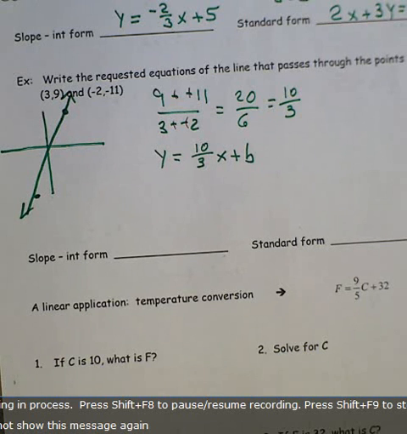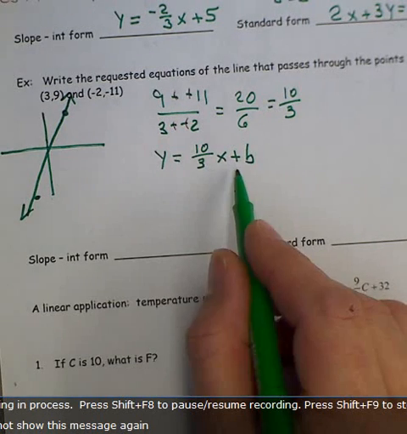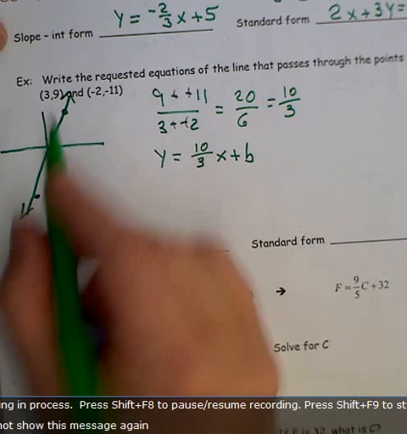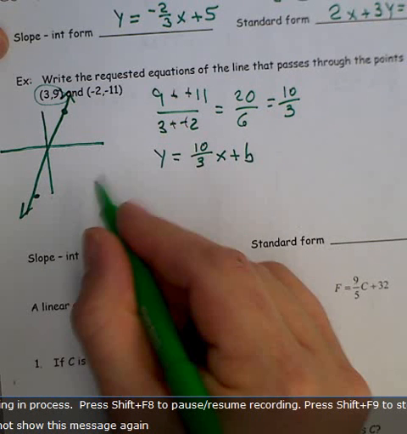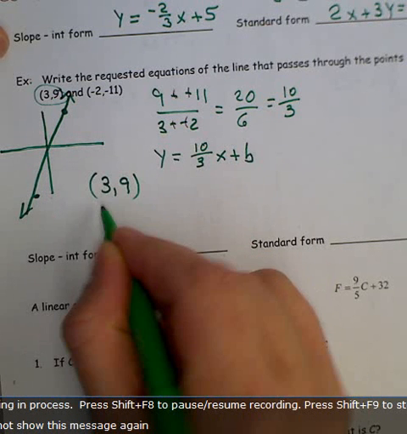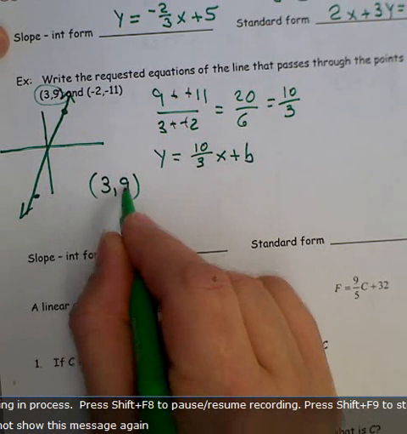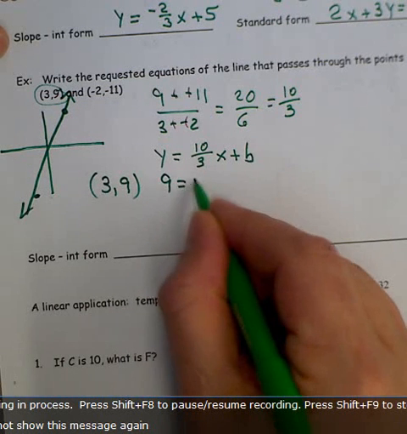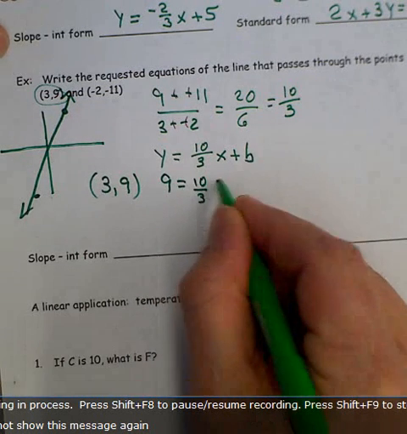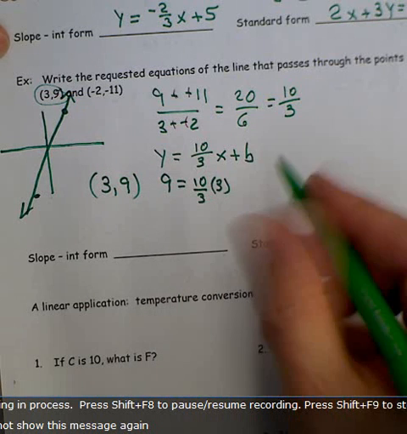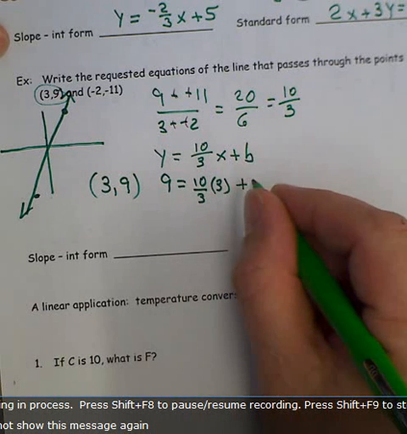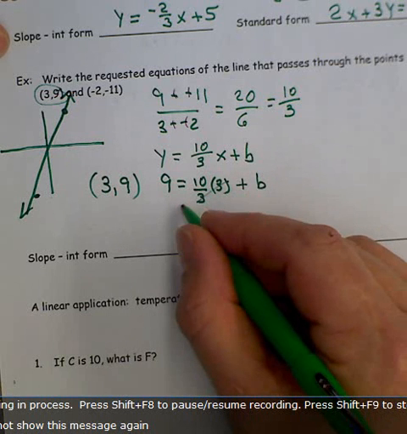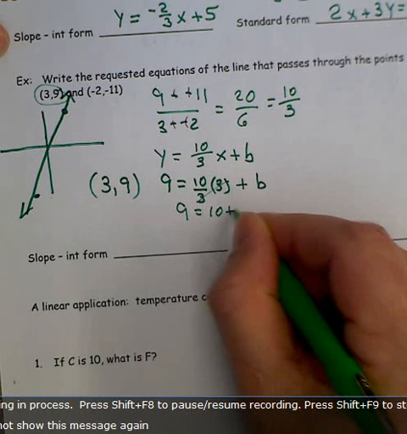So we have y equals 10/3 x plus b, and we want the y-intercept. I need to find that. I'm going to lock it in here by putting in 3, 9. When x is 3, y has to be 9. I avoided that one there, didn't I? 9 equals 10/3, oh, this is going to work out great because the 3's are going to cancel. Plus b. And the 3's will cancel. 9 equals some number plus b.